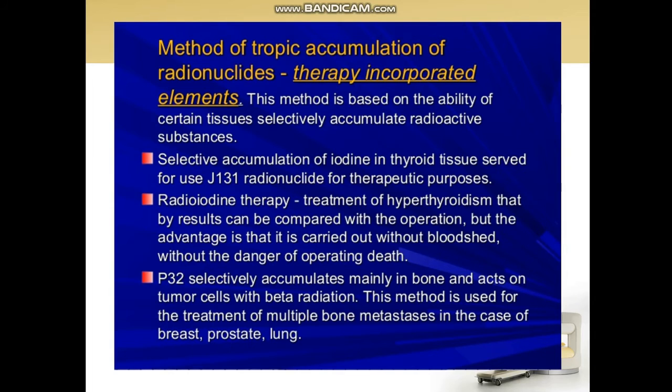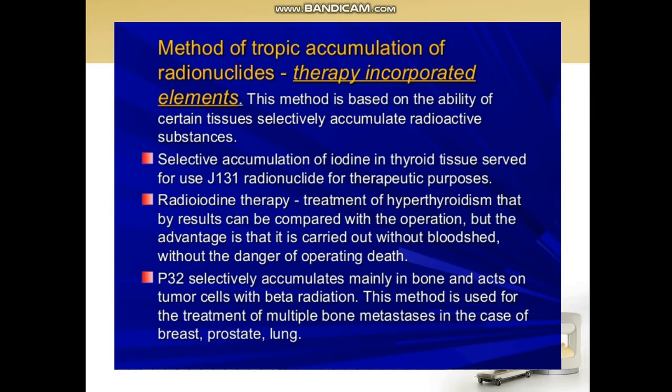The method of tropic accumulation of radionuclides therapy uses incorporated elements. This method is based on the ability of certain tissues to selectively accumulate radioactive substances. For example, selective accumulation of iodine in thyroid tissue allows the use of radioactive iodine for therapeutic purposes. That is, for treatment of thyroid cancer, we can use radioactive iodine.